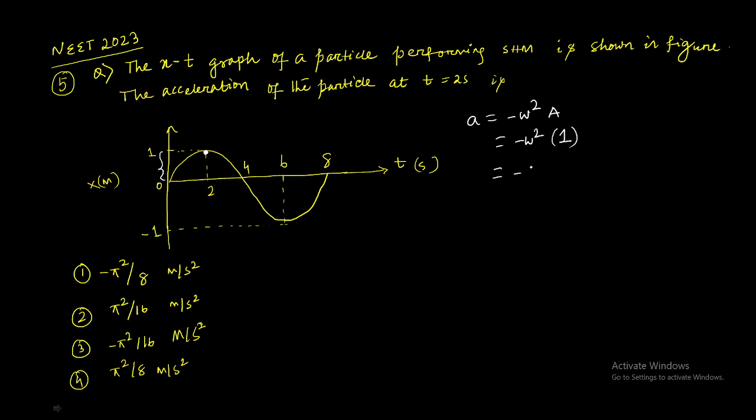And omega can be written as 2 pi by T. This will be 2 pi by T whole square into 1. So the time period of this oscillation is how much? You can see here, it starts from 0 and goes up to 8 seconds, right? So the time period will be 8 seconds for the full period, 0 to 8 up to this one. So minus 2 pi by 8 whole square. So it will be minus pi square by 16, right? So minus pi square by 16. So option 3 will be correct. And you can write down the units, meter per second square.